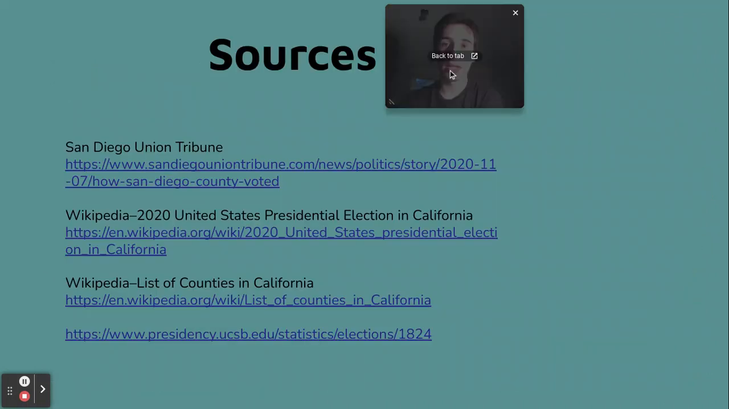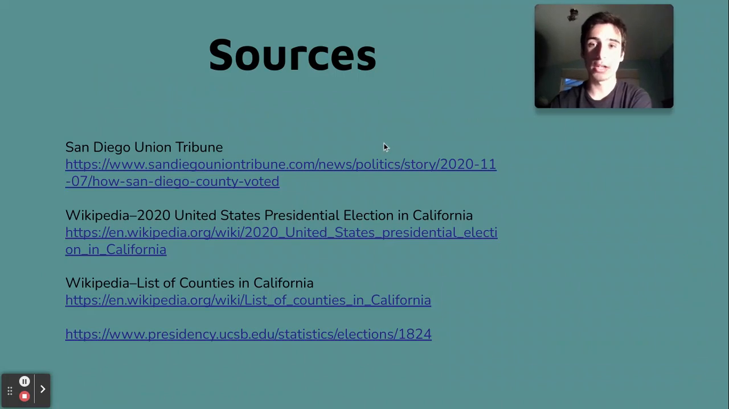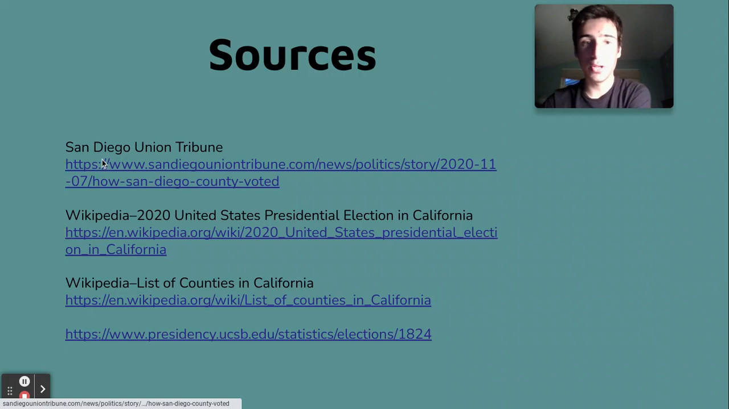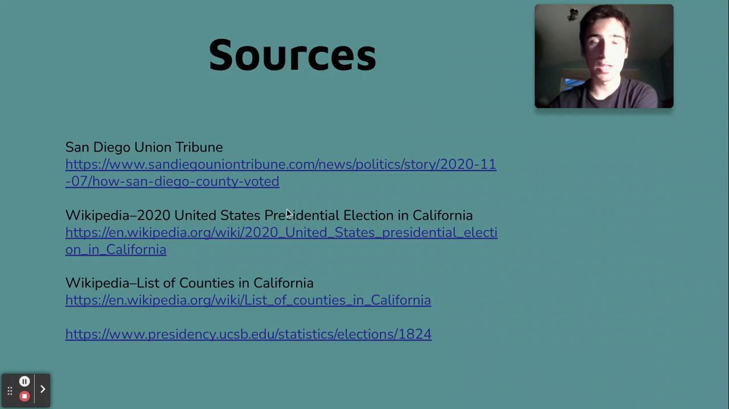And so, in case you want to look at the sources, I have the source for the San Diego Union Tribune, how San Diego County voted in the 2020 election, the Wikipedia article for the 2020 United States presidential election in California, and the Wikipedia list of counties in California. This is where I got the voter identification data, and that graph for the election of 1824, in case you were curious and you want to check it out.